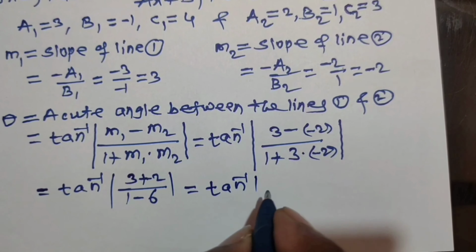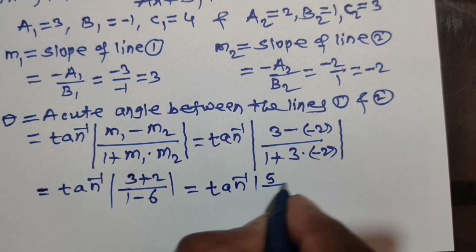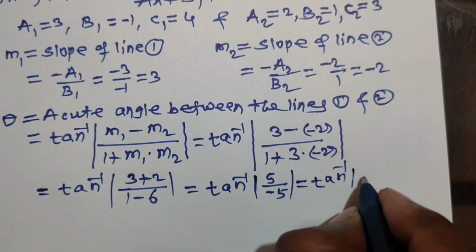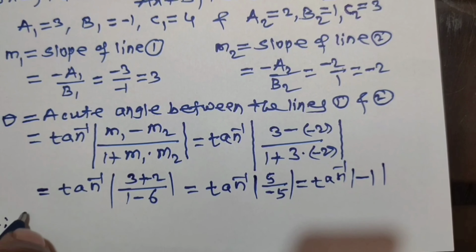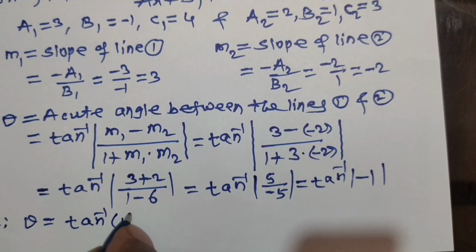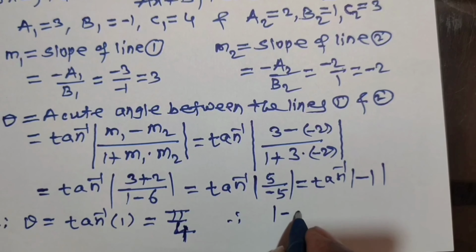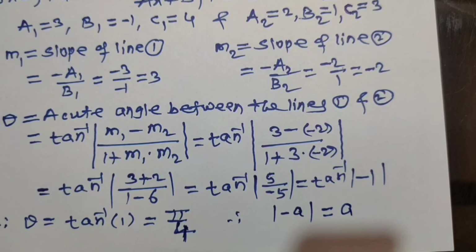Hence this is equal to tan inverse of, in modulus sign, 5 divided by minus 5, which is equal to tan inverse, 5 gets cancelled, tan inverse of, in modulus sign, minus 1. Hence theta is equal to tan inverse 1, because modulus of minus 1 is 1. But you know tan inverse 1 is pi upon 4, since modulus of minus a is equal to a.